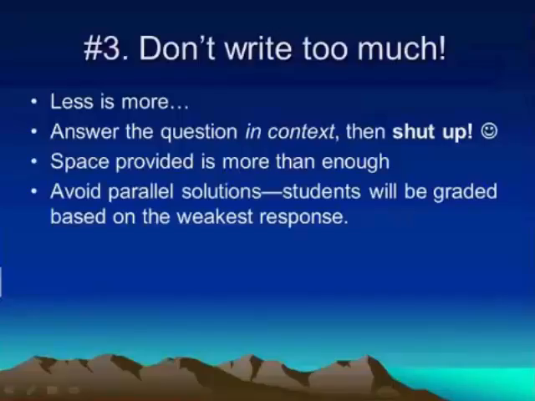The fourth one is to avoid parallel solutions. And we've kind of referred to this already, but the idea is that students will be graded based on the weakest of their responses. So if they attempt to answer a question 2 different ways, for example, using their calculator and using a formula, students will be graded on the weakest response. That way we discourage kids from just trying thousands of different methods, hoping that one of them is correct.